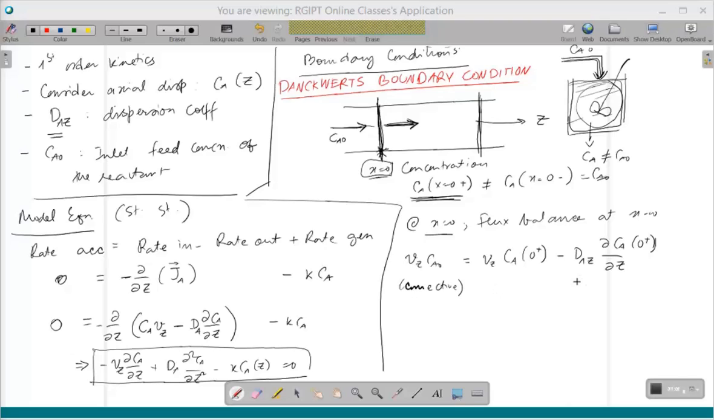Because of this term, a discontinuity arises. If this term had not been there, I would get Ca0 equal to Ca0 plus. So in that case, you can very well start.